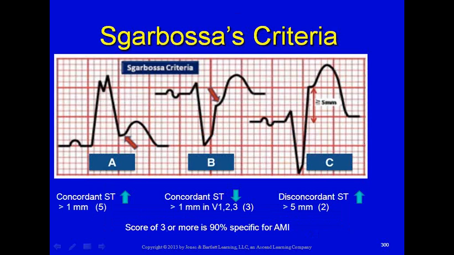my V leads, and if I have ST segment elevation greater than 5 small squares, then I score a 2. Now, a 2 still would indicate that perhaps you have STEMI, but it's not as high a specificity.